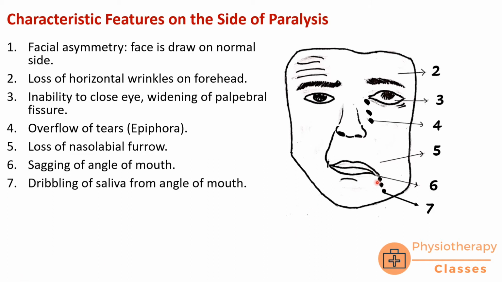Next is dribbling of saliva from the angle of mouth, right? The mouth cannot be closed properly. So from this side, there will be dribbling of the saliva from the angle of mouth. Then accumulation of food in the vestibule of mouth.